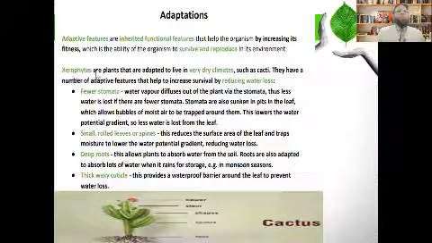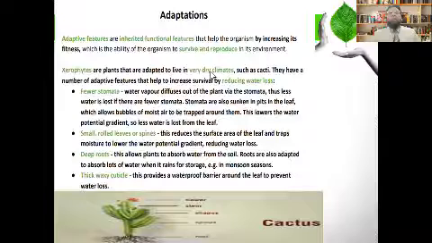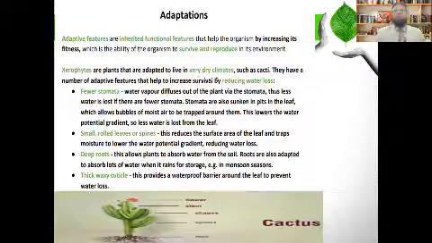So what are the characteristics of the xerophytes? You know very well that these are the plants which are found in a very dry climate, such as cacti. That's a desert plant. They have a number of adaptive features that help to increase survival by reducing water loss. Now, what are the adaptations?